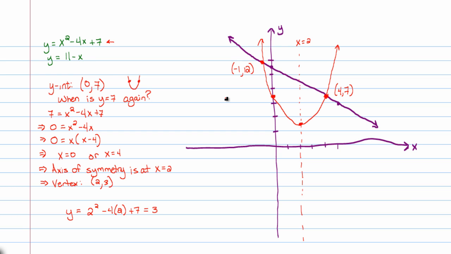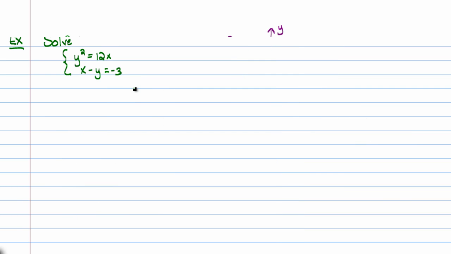Let's try another example. In this case, I'm not going to graph. I'm just going to go ahead and solve. And we have choices here. Just as we would when solving systems of linear equations, we are going to pick an equation and solve for a variable. I'm looking at the bottom equation here, and I'd like to solve for x. So let me add y to both sides.